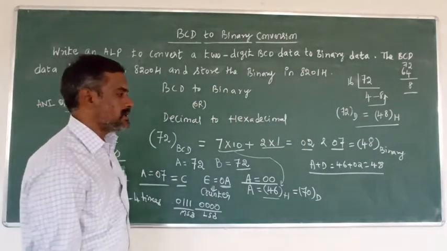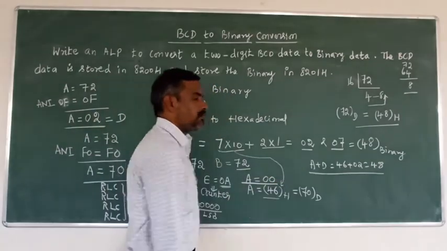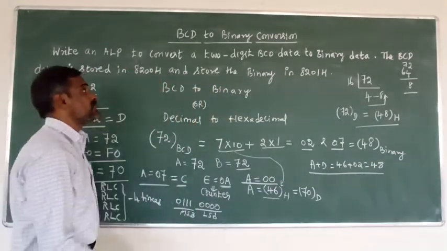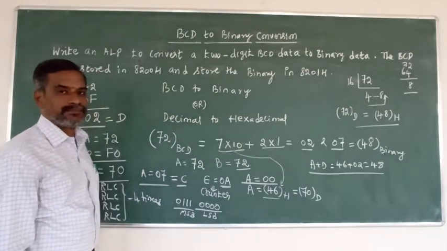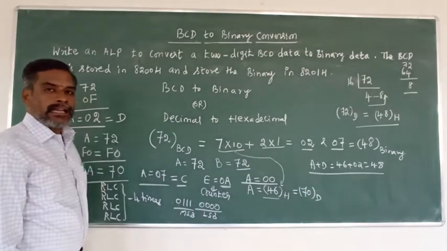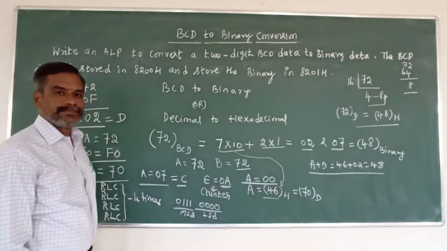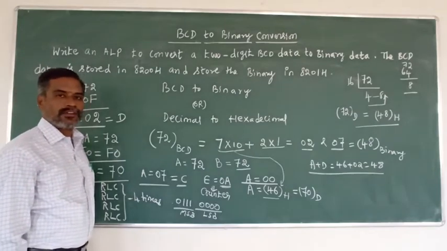48 in accumulator. This is the format to convert the given BCD data into binary format. Okay? Any doubt? No doubt. Okay.